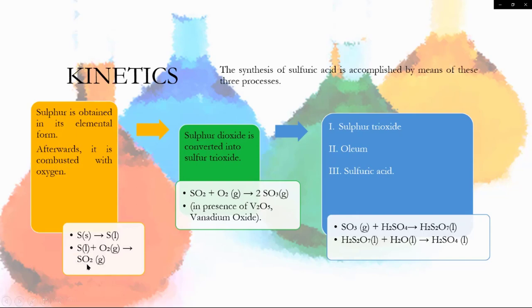Since this reaction is in equilibrium while the product is being formed, the reverse reaction can also occur, and it can break down into its reactants. Sulfur dioxide plus oxygen in gaseous state yields sulfur trioxide in presence of vanadium oxide. Sulfur trioxide is converted to a very concentrated form of sulfuric acid. First, it is mixed with sulfuric acid made before to obtain oleum. Then, this oleum is reacted with water to give sulfuric acid.